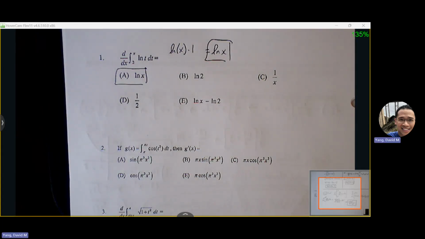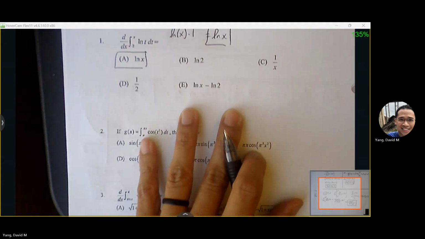Once you get used to second theorem, it's nice because I can skip all this calculus procedure and just jump to the end. I just have to do a little bit of derivative, but really it's very fast.